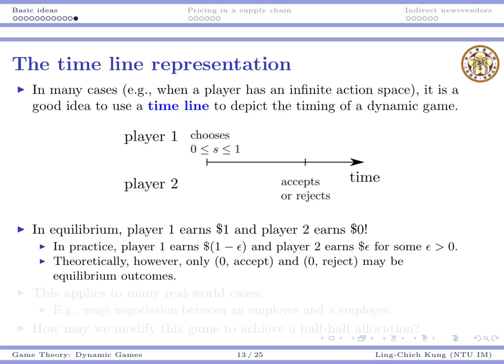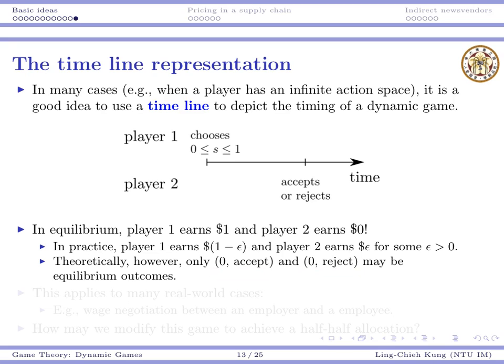Okay? So if player 1 really gives player 2 nothing, then player 2 will, of course, have some probability to reject the contract. Okay? But theoretically, I hope that you can understand that by our definition of equilibrium, only 0 accept and 0 reject may be an equilibrium outcome, because player 1 will never be satisfied with any positive small s. Okay? That's something to keep in mind.